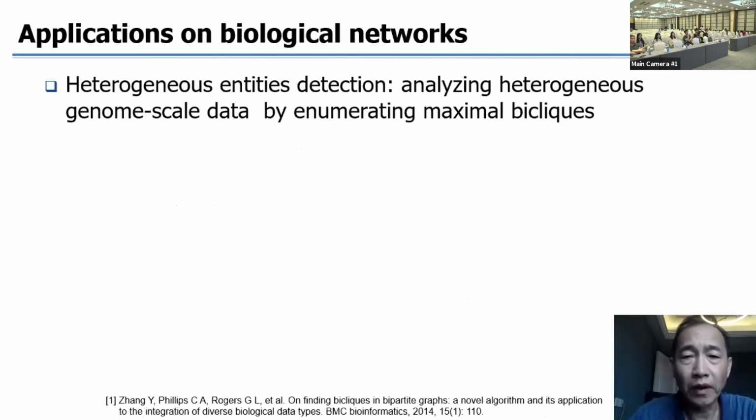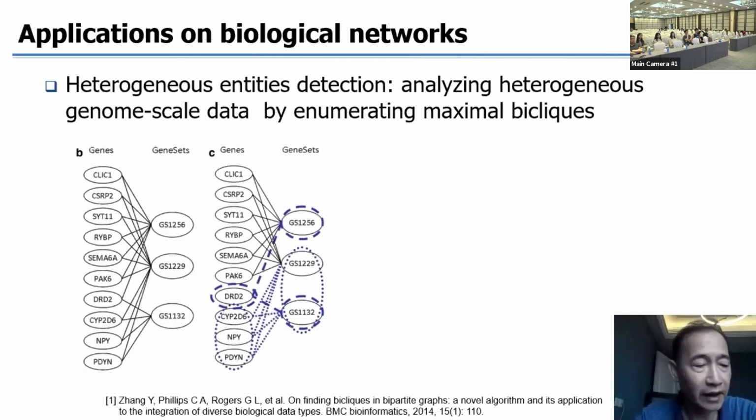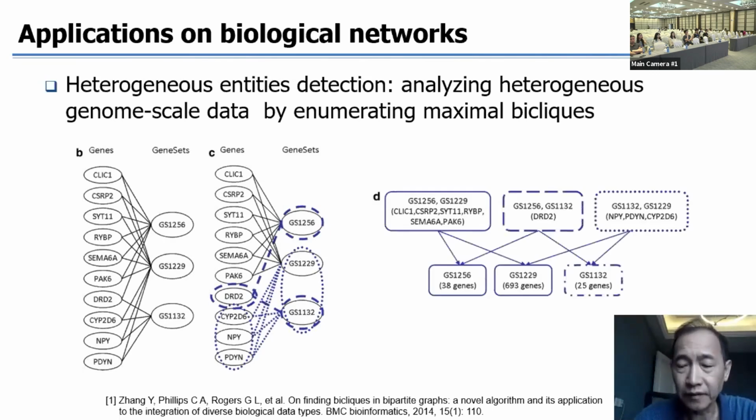This is also an application of bipartite graphs. We want to analyze heterogeneous genomic scale data by enumerating maximal bicliques. Here's a scenario: we compute a bipartite graph, we compute bicliques, then with the bicliques we form a DAG for further analysis.